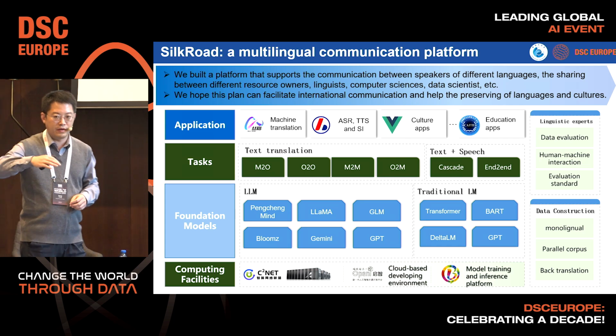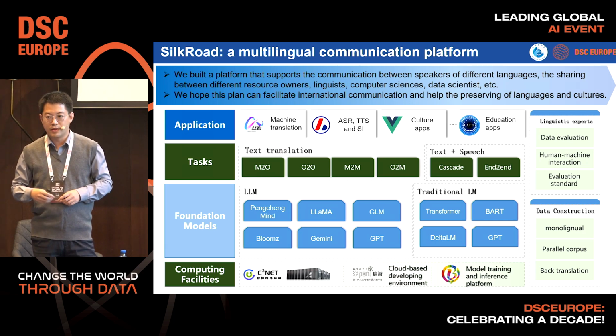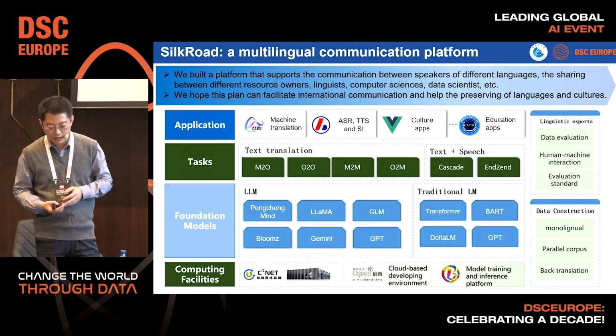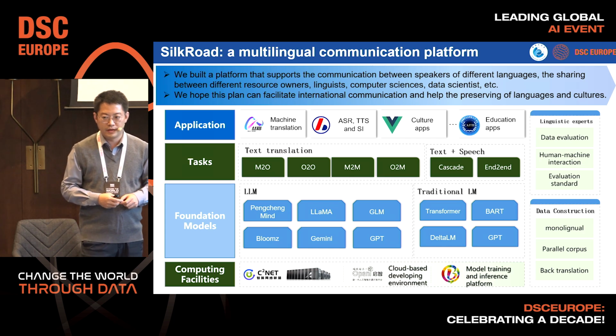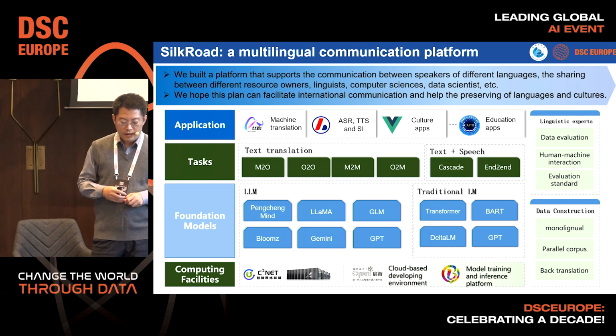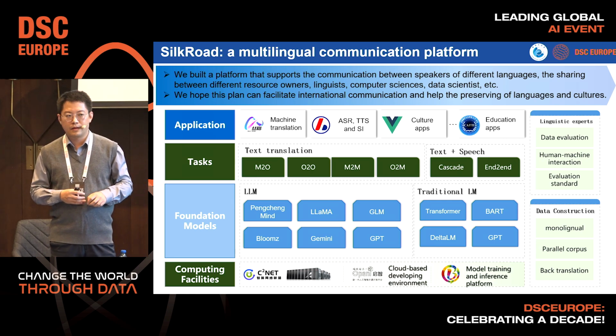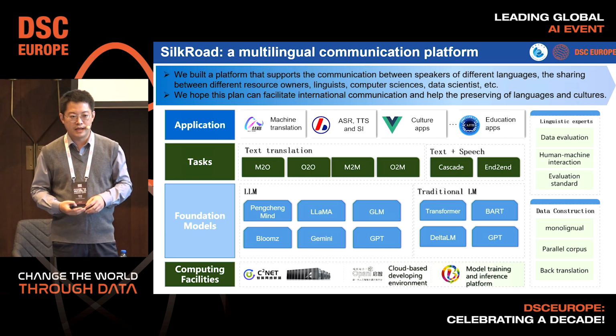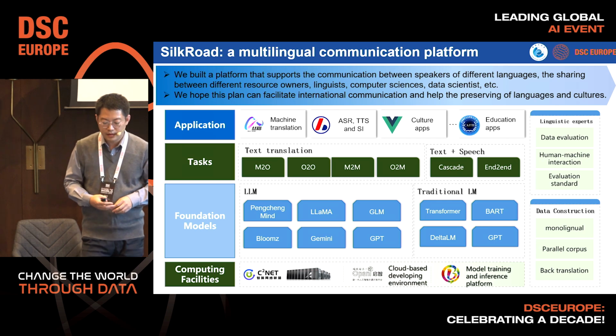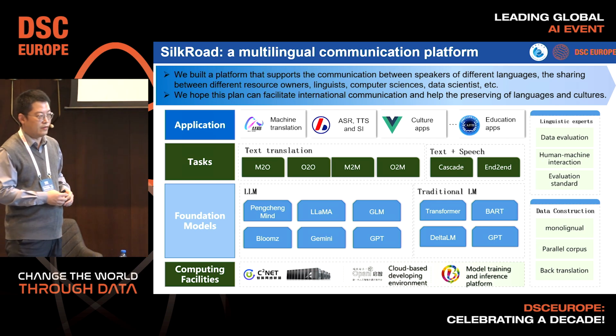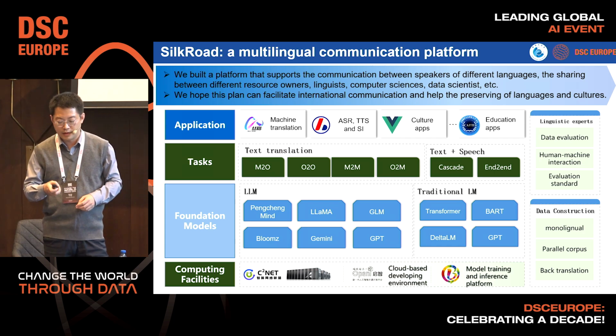From this chart, we can see we have several layers. On the bottom, we, the Panag Laboratory, can offer some computational resources. On top of it, we developed several language models, and we also deployed several open source ones, such as Llama, and we also deployed the interface of Gemini and the GPTs. On top of the foundation model layer, we also developed several vertical tasks, including machine translation, text understanding, automatic speech recognition, and text-to-speech applications. On the right side, you can see we also have our linguist experts and data scientists.